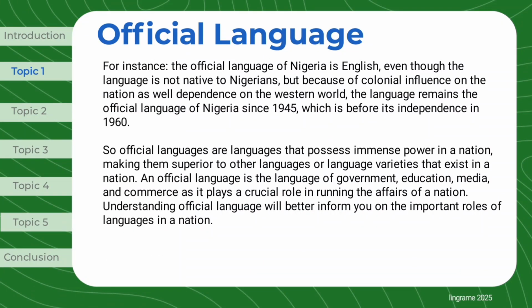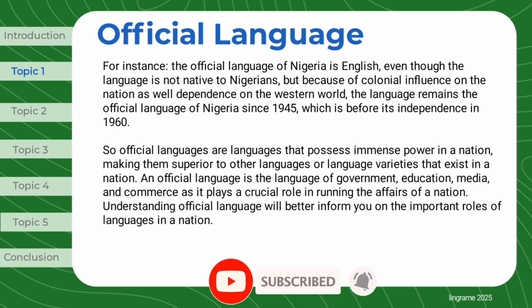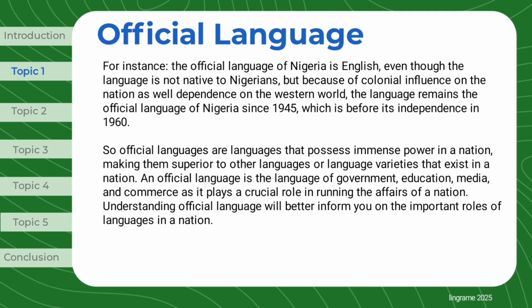For instance, the official language of Nigeria is English, even though the language is not native to Nigerians, but because of colonial influence on the nation as well as dependence on the Western world. The language has remained the official language of Nigeria since 1945, which is before its independence in 1960.